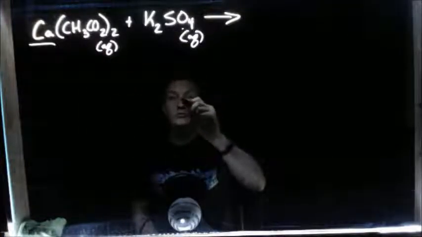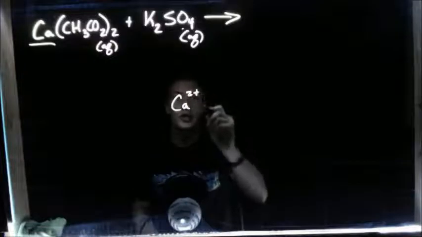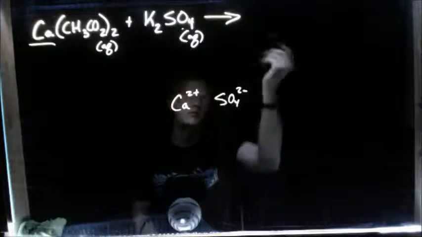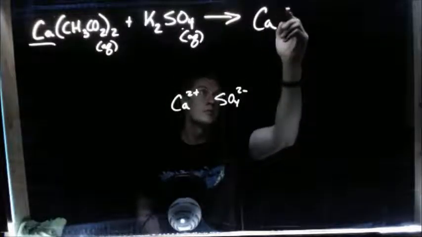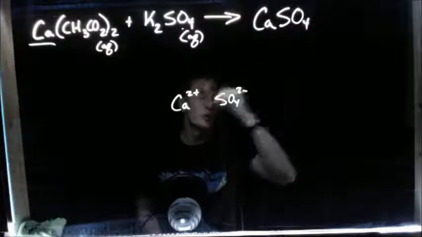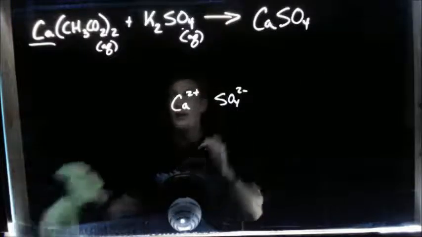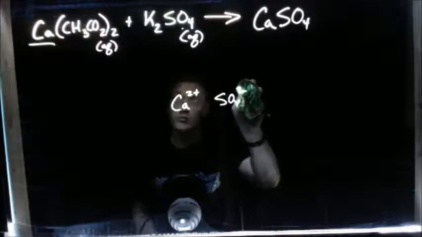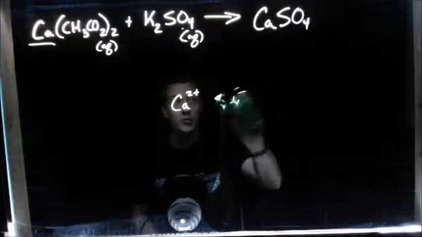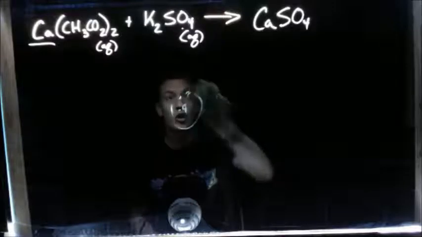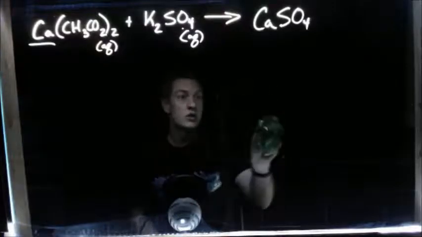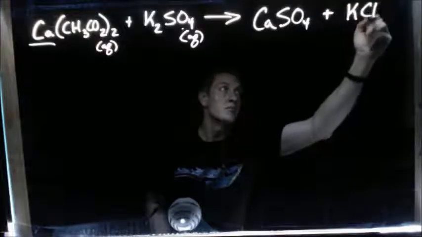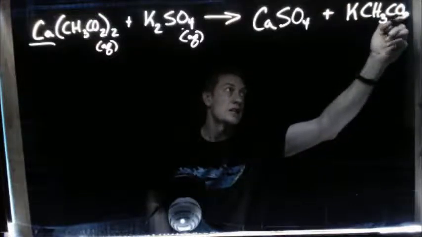So calcium forms a 2 plus ion, sulfate is a 2 minus ion, so that's pretty easy. It's going to make calcium sulfate, 1-to-1 ratio. And then potassium and acetate are both 1 charges. Potassium's 1 plus, acetate's 1 minus. And so they're going to also be a 1-to-1 ratio. So it will be plus potassium acetate.